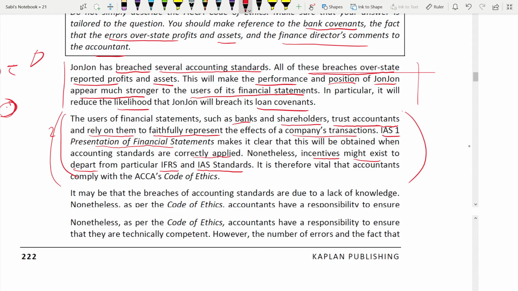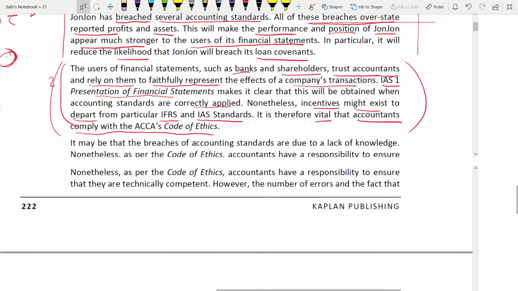It is therefore vital that accountants comply with the IESBA code of ethics. You have to write it. Maybe I would say you can memorize it and keep one ethical answer, and just copy paste and adjust wherever you have to according to the situation. Okay. Now, third paragraph.